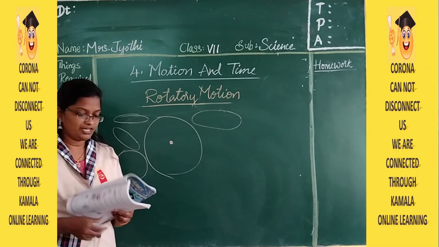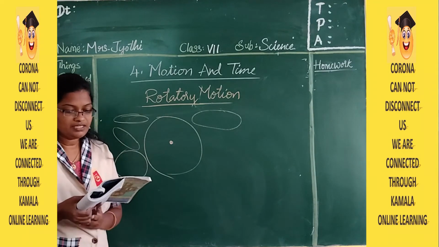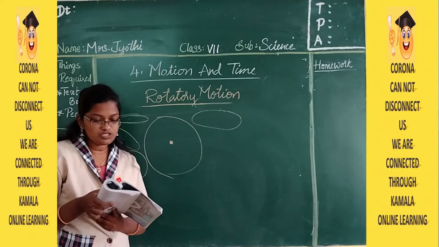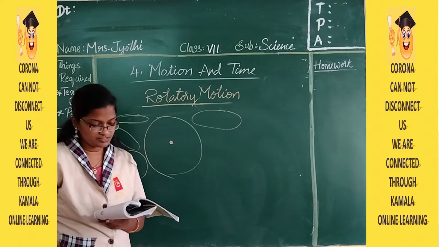Then let us do activity 9. Take a table tennis ball and keep it on the surface of a table. Push the ball with your fingers and observe its motion.